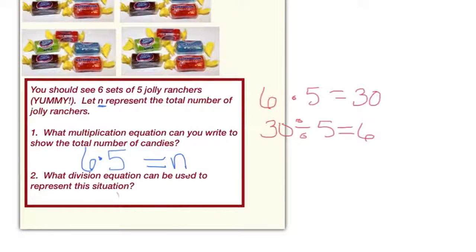So we would say n divided by 5 equals 6. Some of you might be saying, why did you just use a fraction? But remember, fractions are just division problems in disguise. So I can write it like that. N divided by 5 equals 6.